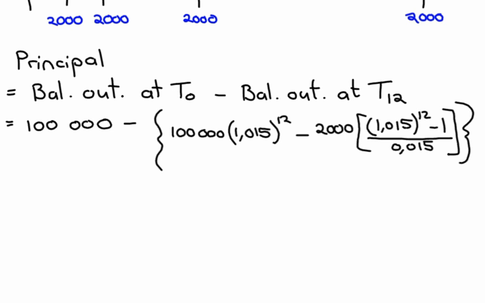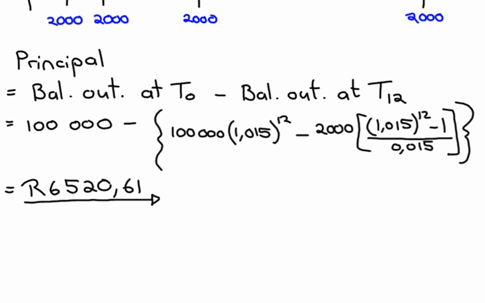Okay, cool. So let your calculator do all the hard work there, and you should land up with 6,520 Rand and 61 cents. So in other words, the loan has been reduced by 6,520 Rand and 61 cents after the first year. This is the amount of principal that we have paid off. The loan has been reduced by that amount.